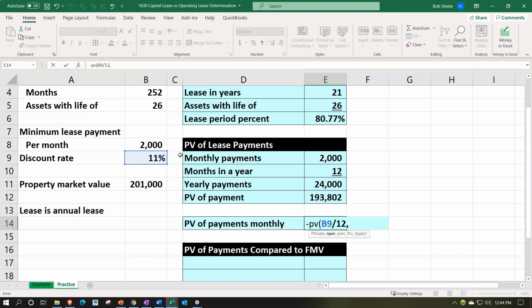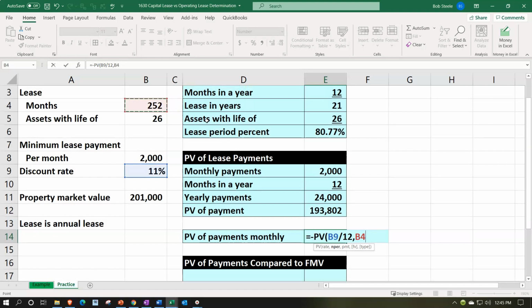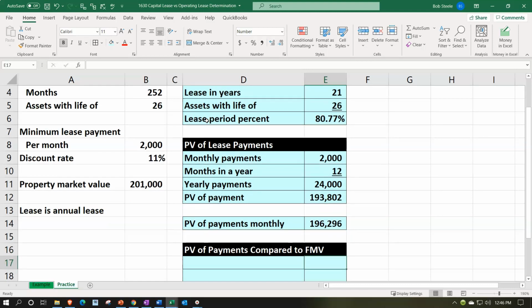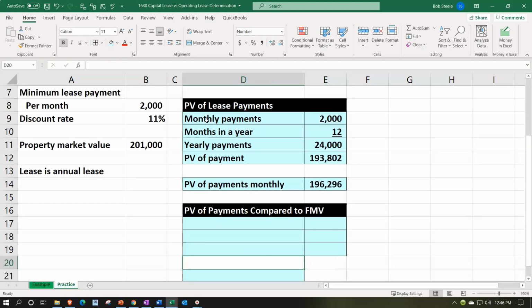That would be the monthly rate, which we're going to match to the number of periods in months now, which is this 252. So we've got the 252 months, comma, and then the payment's going to be the monthly payment. So rather than the 24,000, we've got the 2,000. And that'll give us a slightly different number because we took it on a monthly basis, but we get a similar calculation here. In any case, we can now compare that to the actual price.